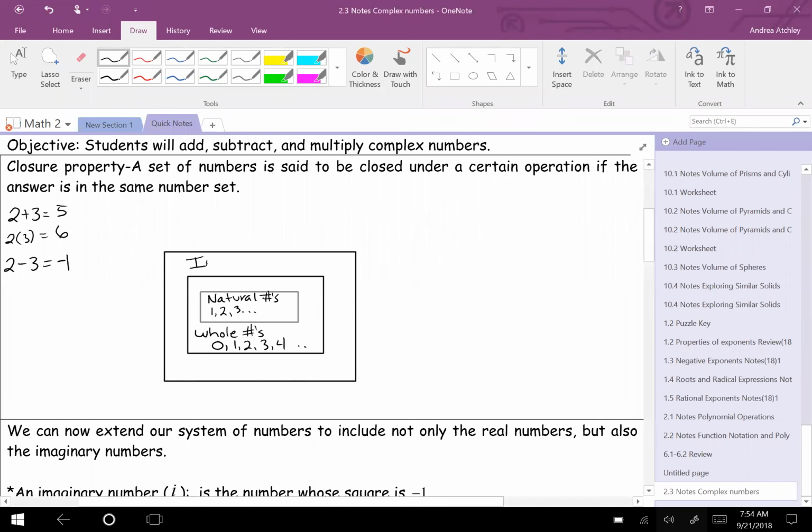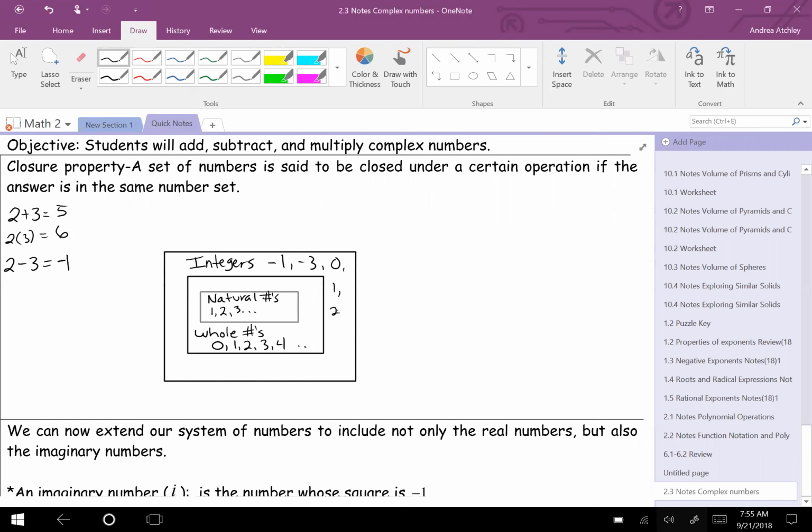So our next number set is integers. Integers now include negative numbers. So we have -1, -3, still 0, 1, 2, all that continued on. So integers include whole numbers and natural numbers, but something different now is negatives.